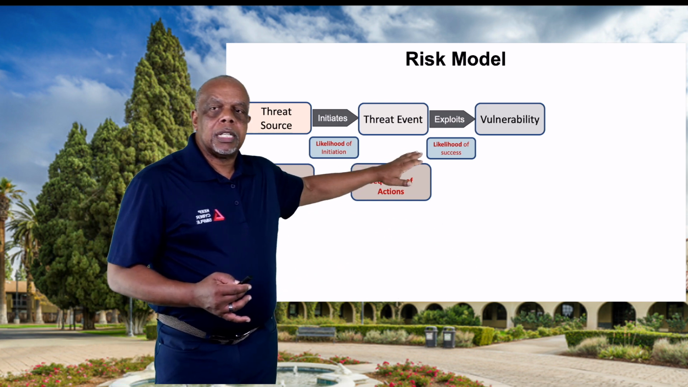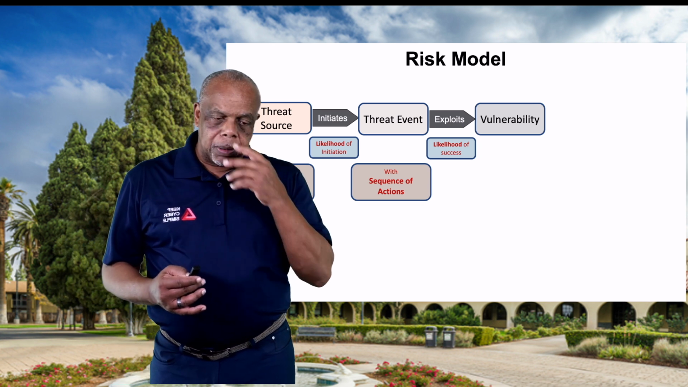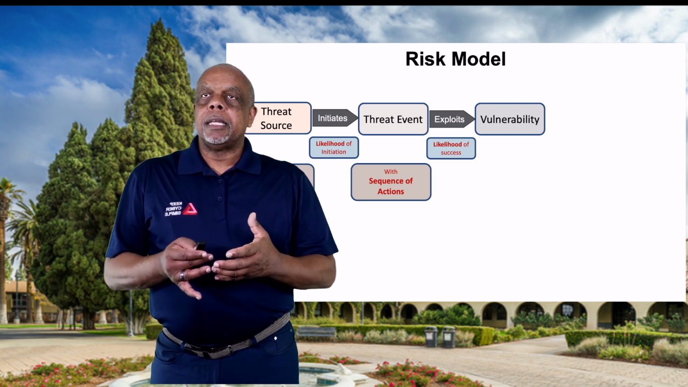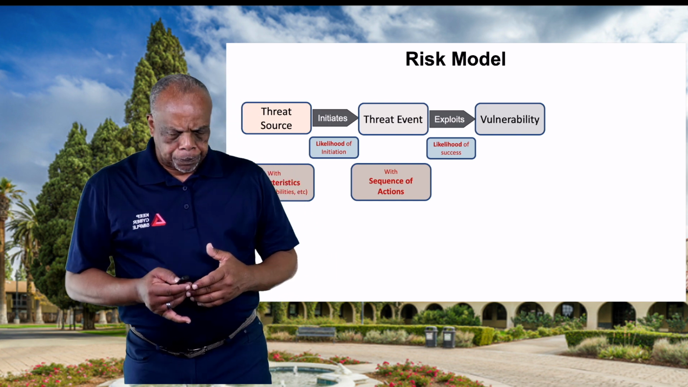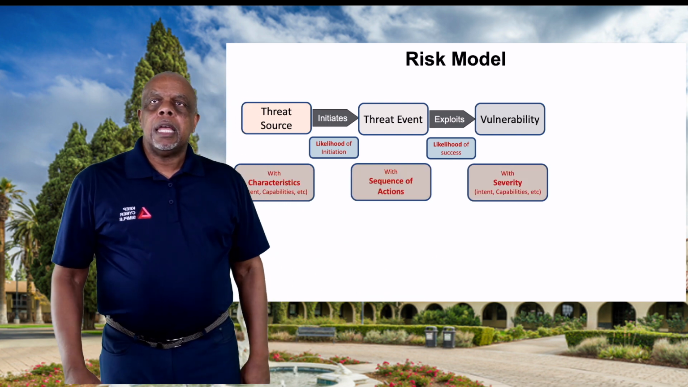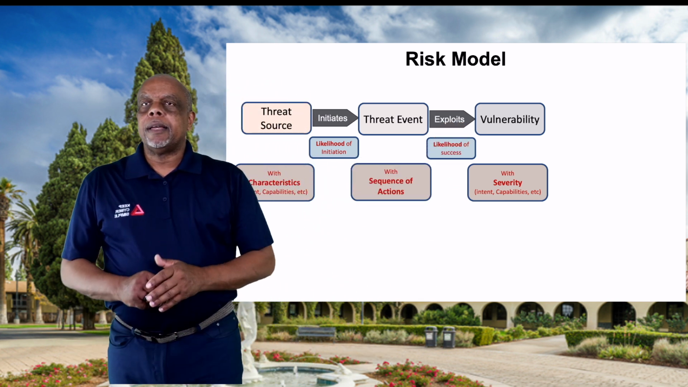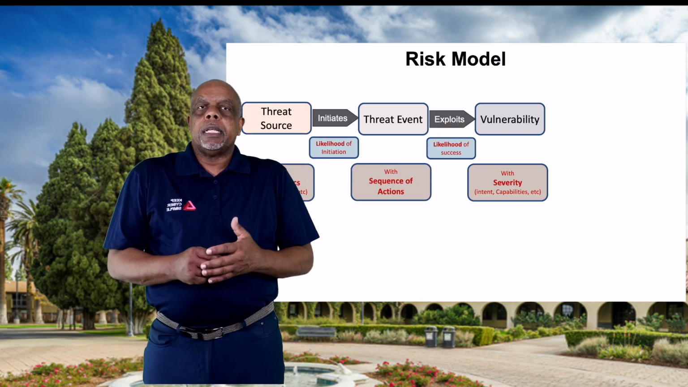So now I can reduce the likelihood of success, or I have the right technical controls, the right tools in place, so that even if they try to escalate privileges, through technical means I am able to reduce the likelihood of their success. So let's say they are able to get in, that vulnerability, there's going to be some level of severity. So even if they do get in, how severe is it?